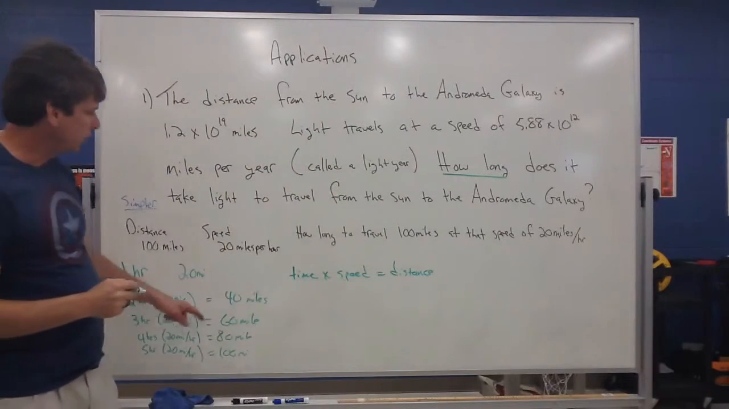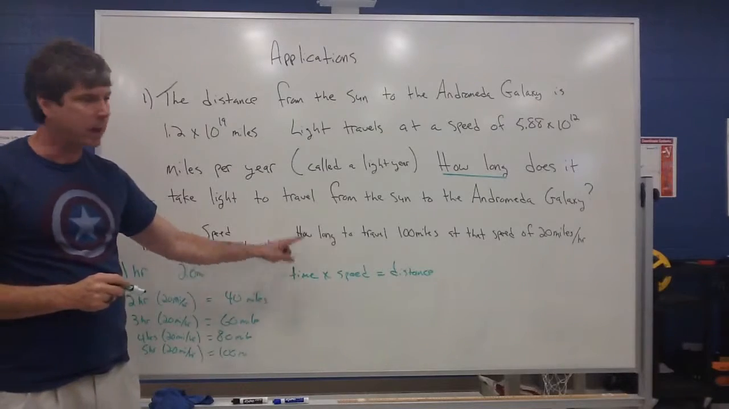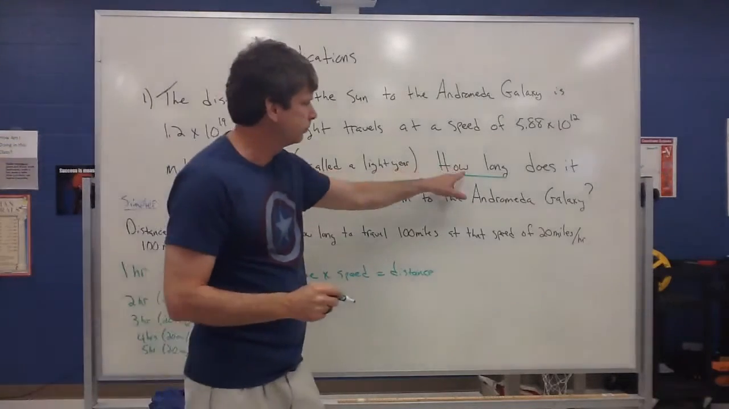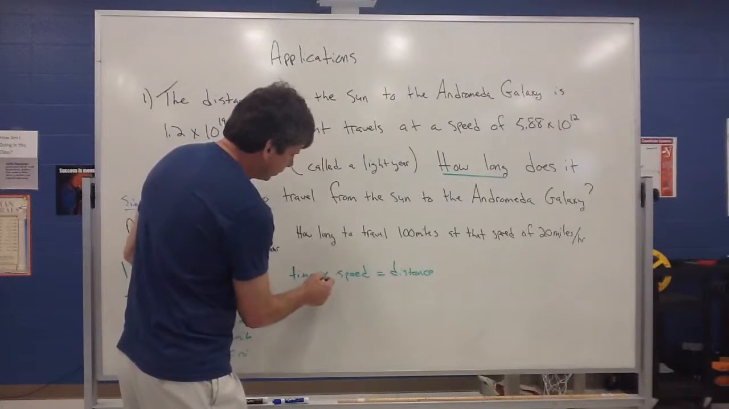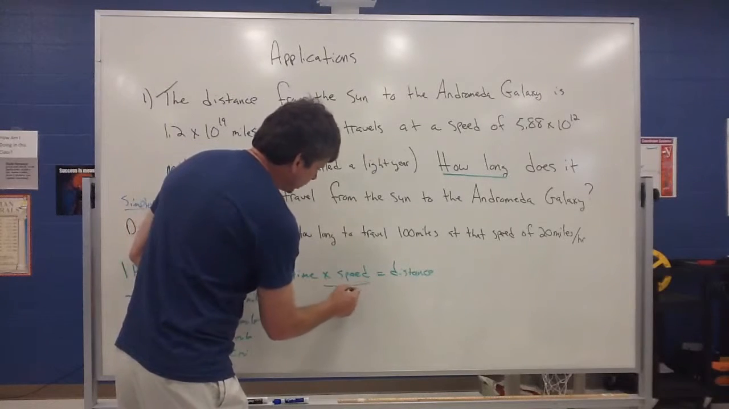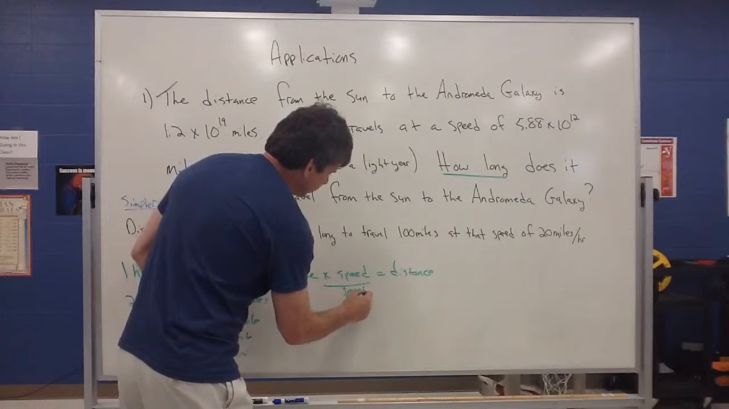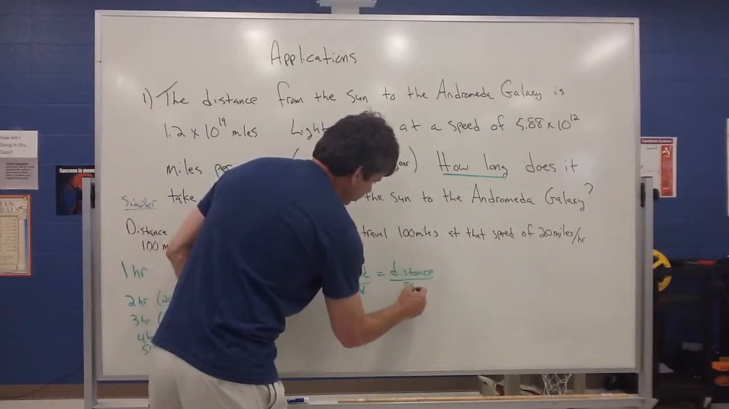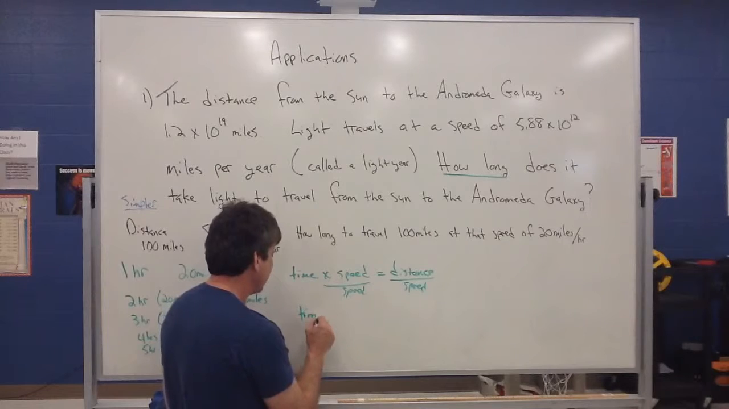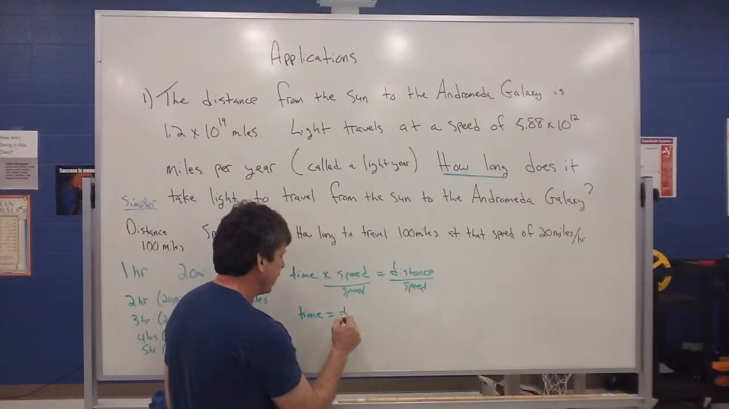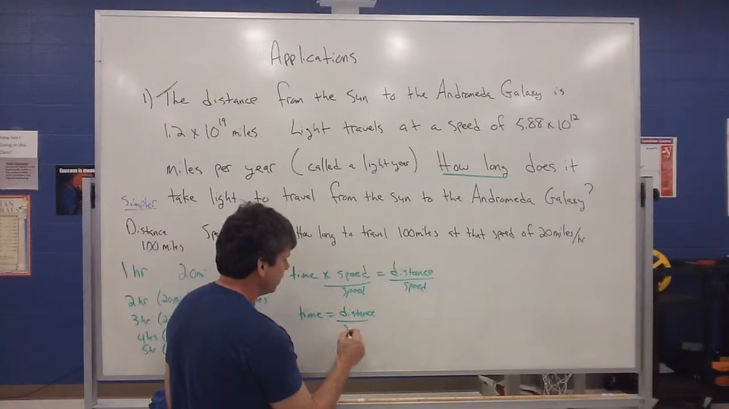What I want to know though is the time in my problem. I want to know how long. So what I can pick up on is, if I want to isolate time, since speed is connected to location, I can get rid of speed by dividing by speed. And I can create a formula that says my time can be determined if I divide the distance by the speed.